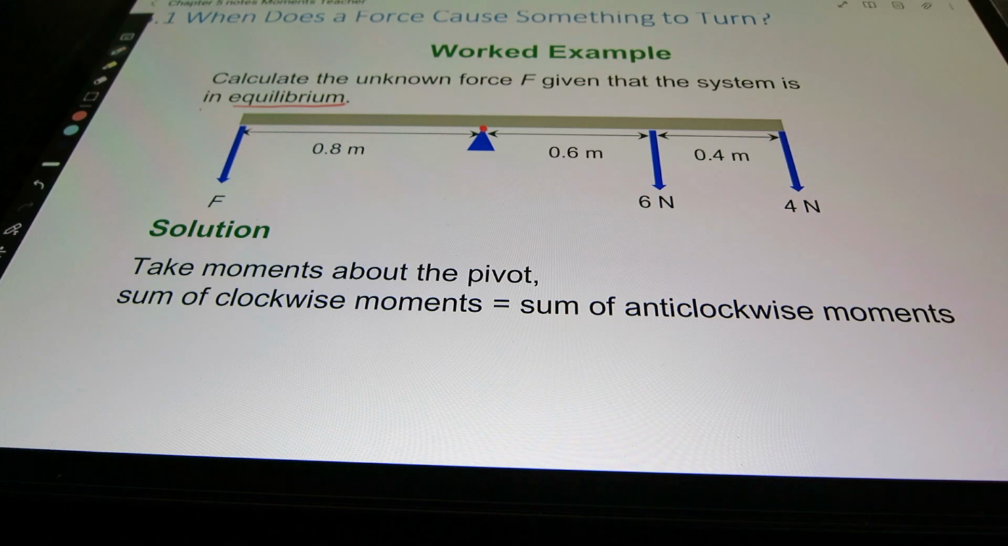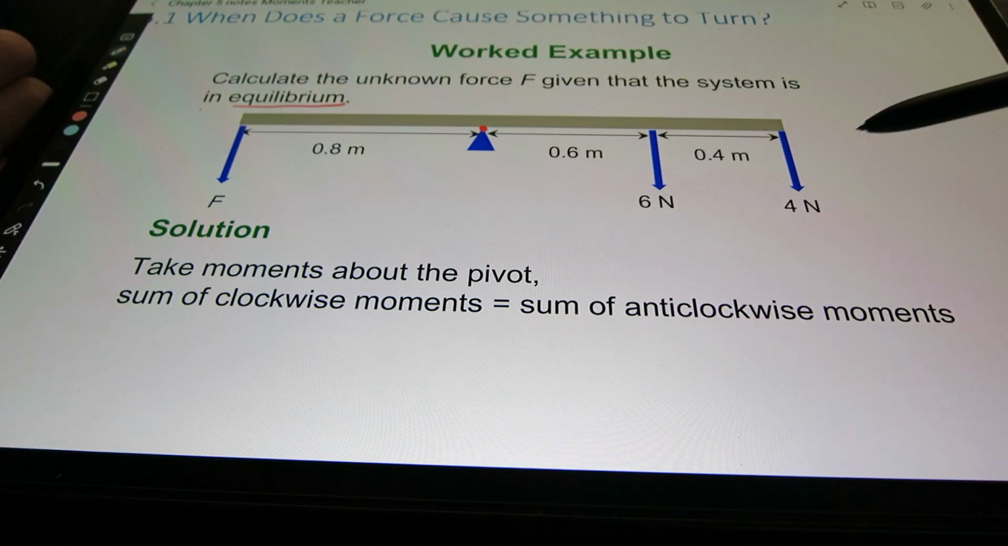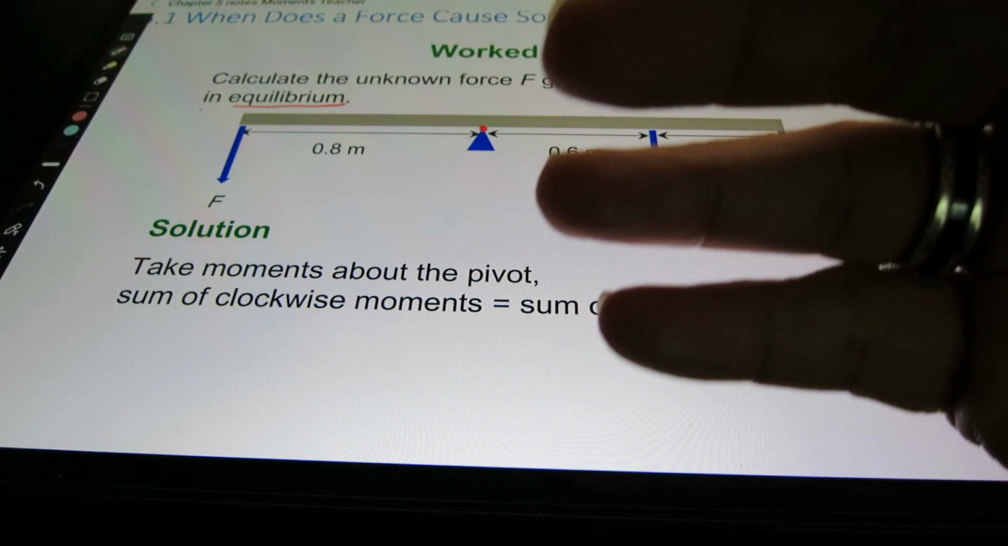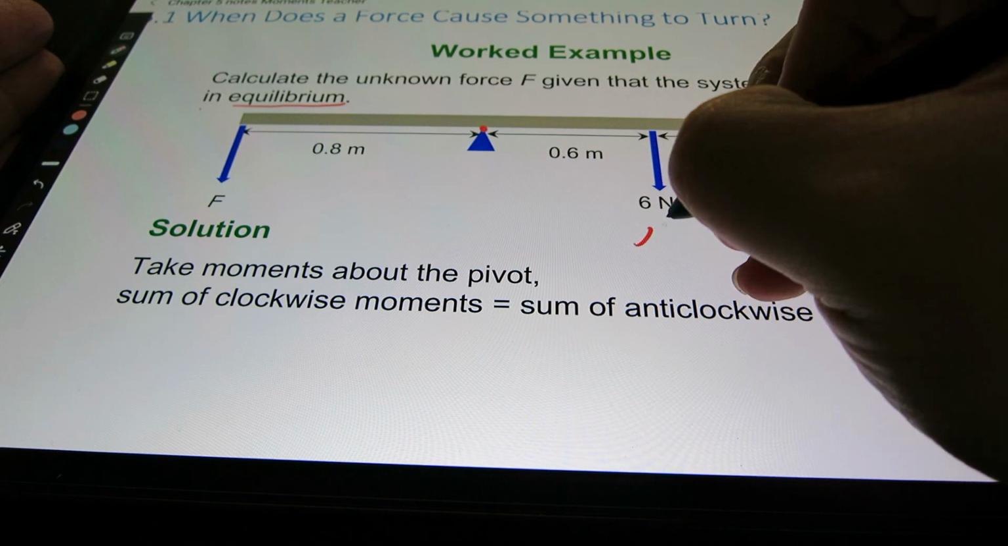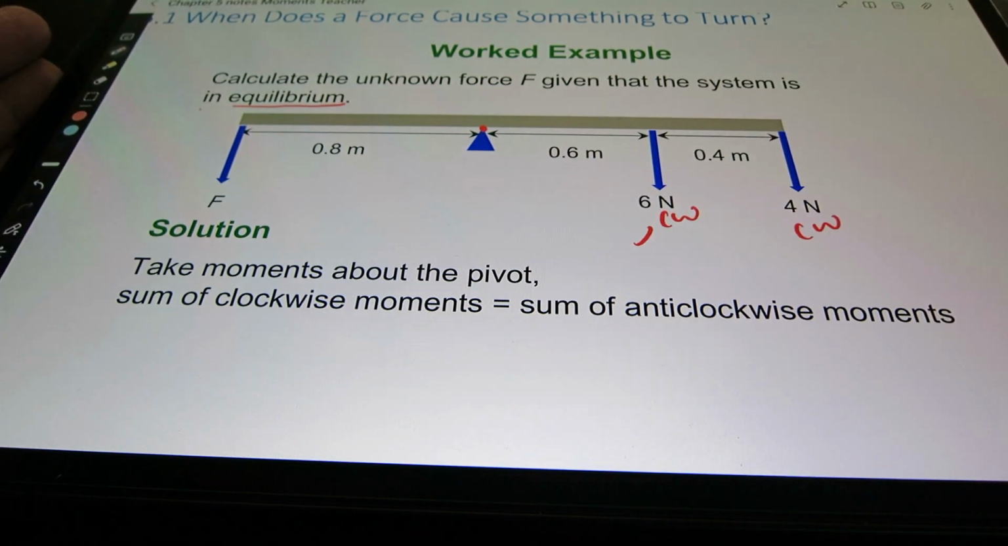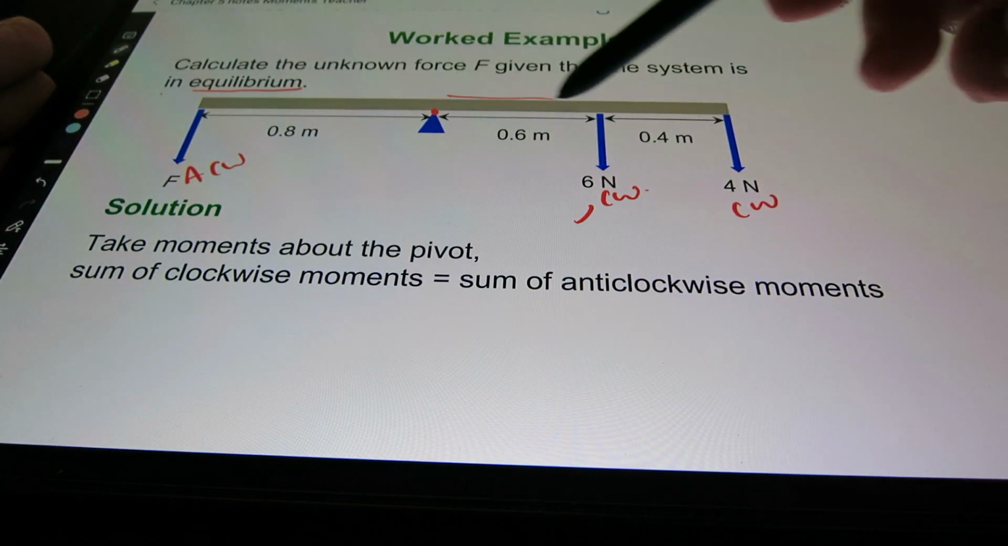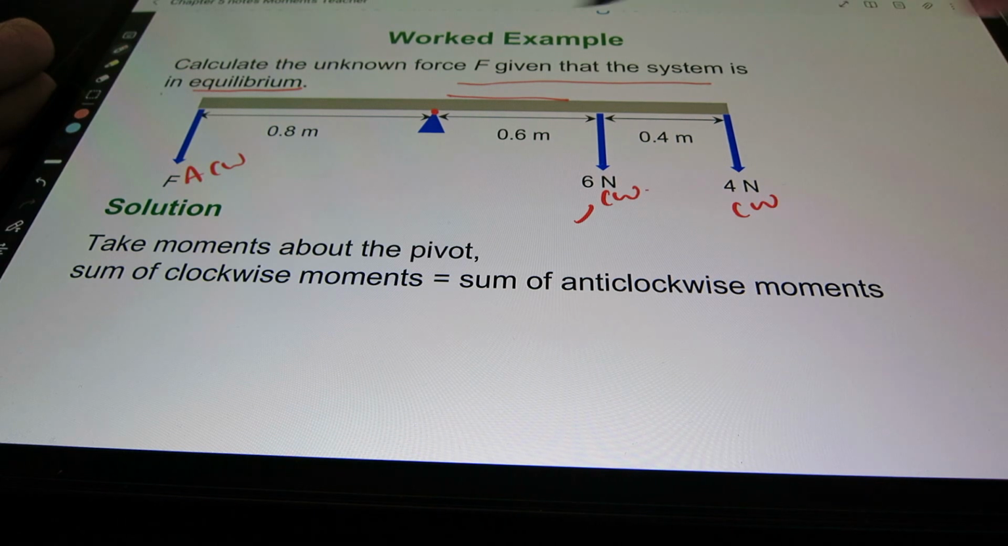First, step 1, find the pivot. Step 2, identify all the forces. I see 3 forces here, so I've identified all the forces. Find the action of the force, whether it causes clockwise moments or anti-clockwise moments. This one is clockwise moment, this one is as well clockwise moment, and this is anti-clockwise moment. Then I find the perpendicular distance. I know that this is the perpendicular distance for this one, this is the perpendicular distance for this one, and this is the perpendicular distance for this one.